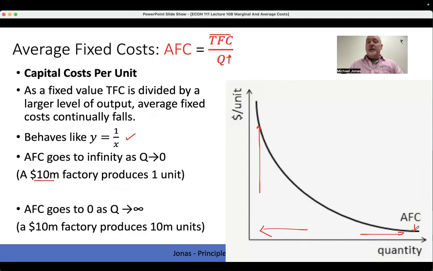The point is, it has a very predictable pattern, a very predictable shape, and it's entirely unrelated to that concept of diminishing returns and the inflection point, right? Because it's a fixed capital cost. So be able to explain why that average fixed cost curve looks the way it does, and if given some numbers, be able to do the calculations.